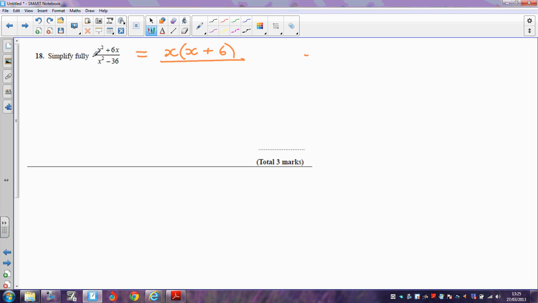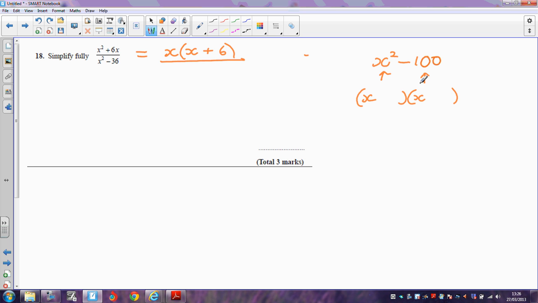Okay, the second expression here, x squared minus 36, you should recognize that as the difference of two squares. Here's another example over here. If you've got something like x squared minus 100, if both of these terms are the square of something, now in this case, x is squared to get x squared and 10 is squared to get 100, then we factorize that in the same way every time.